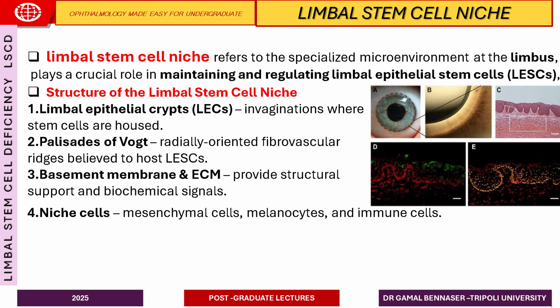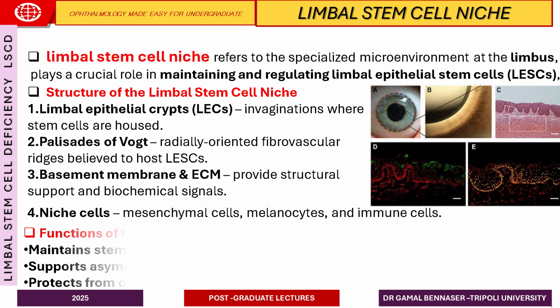So the limbal stem cell niche is the basic structure that is present in the limbus, namely within the crypts of the palisades of Vogt, which represents the microenvironment for the limbal stem cells.